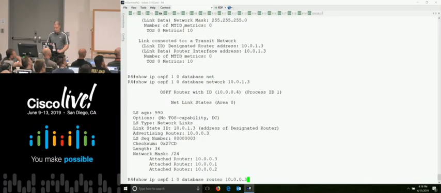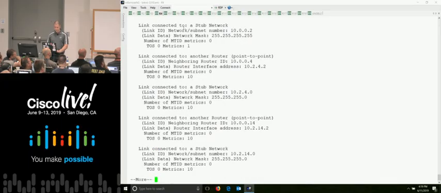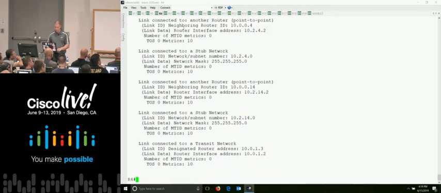So let's check out R2. R2's got 6 links, so we're going to have to scroll a little bit here. That top one is the loopback. It's just a stub network, so I'm going to scroll past it because it's not interesting. These other ones, we've got a couple different connections here. So there's 2 more stub networks. Again, these are just IP subnets. We're not too interested in those.